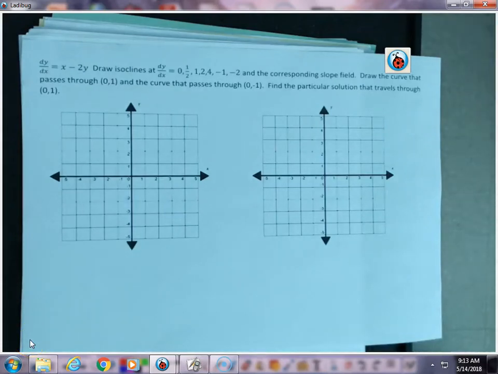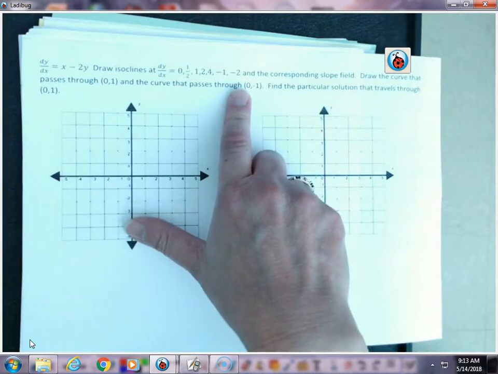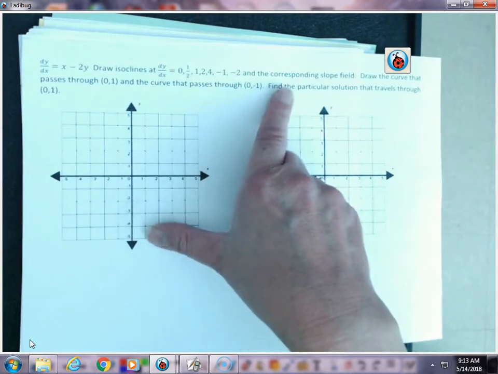Okay, so this is going to be isoclines, and isoclines just means places where you have the same slope. If you're thinking about isosceles, you have two sides that are the same. Isoclines just implies the same slope. Okay, and so this says dy/dx, the equation for the derivative, equals x minus 2y. Draw isoclines at dy/dx equals all of these values, so we're going to be drawing a lot of lines on this, and the corresponding slope field.